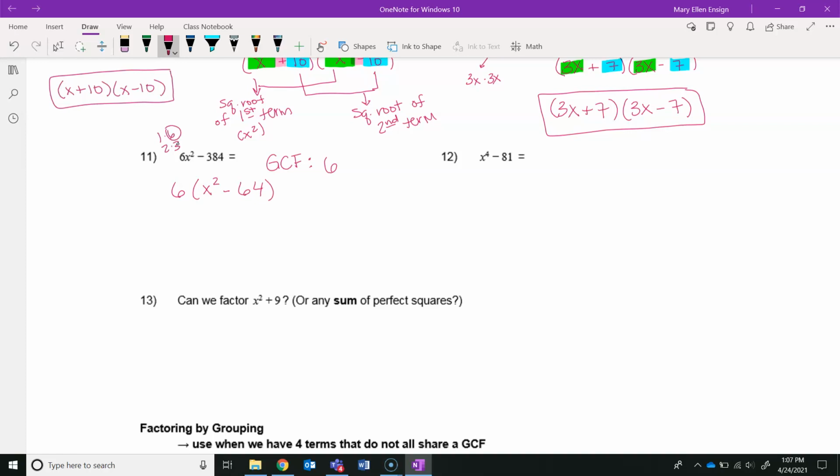So I've done my first step. I didn't know what's going to happen next, and that's okay. I just pull out the GCF. Now once I've pulled out a GCF, I look at what I have left, and I think, oh, x squared minus 64. Okay, there's 2 terms.